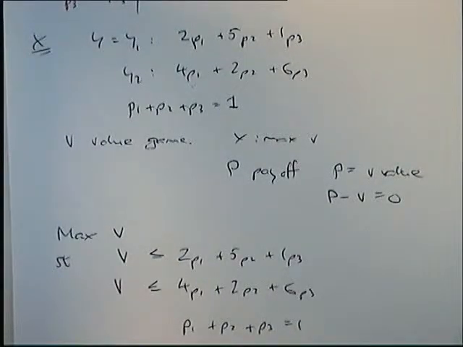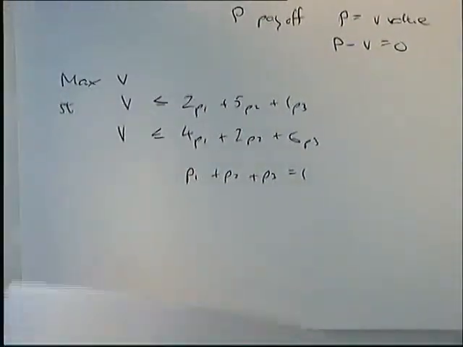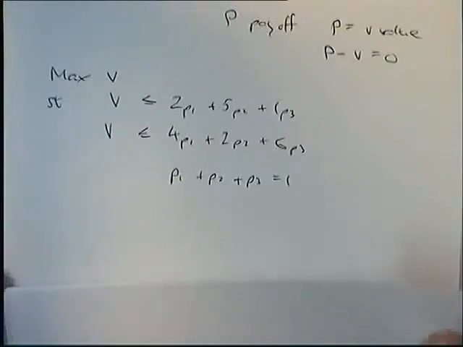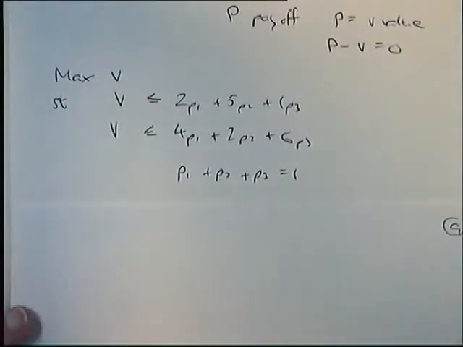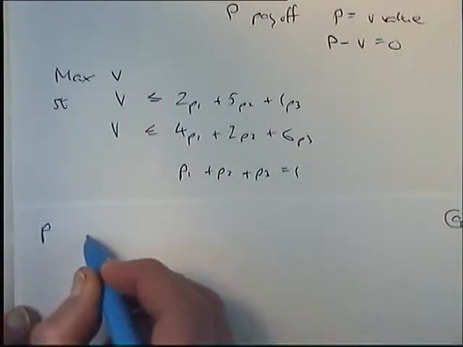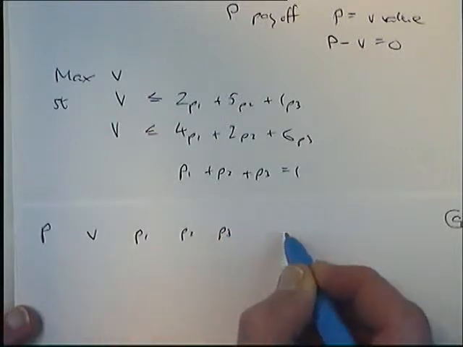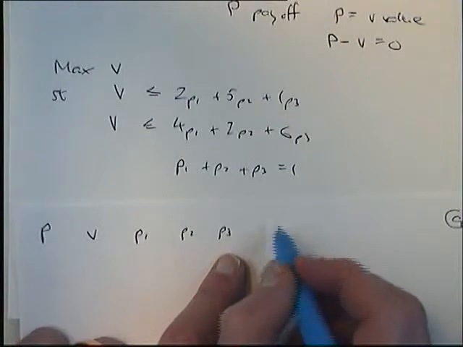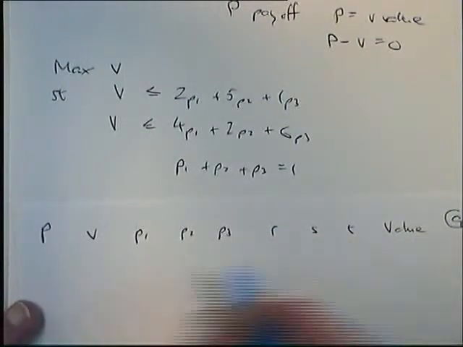Now what I'll do is show you how that goes into a simplex tableau, and we'll do it line by line as we go through. For this tableau, at least the way your textbook does it, the columns have a P and a V, then the probabilities, then any slack variables you need. So we'll have an R and an S and a T, and we'll have a value.